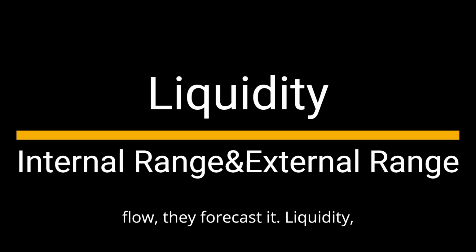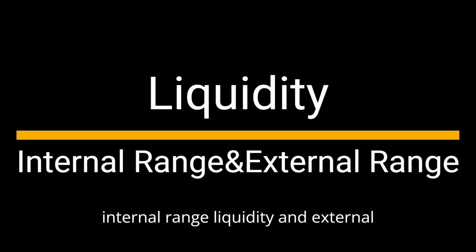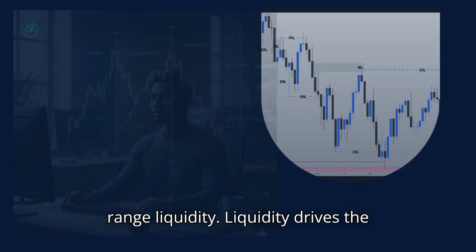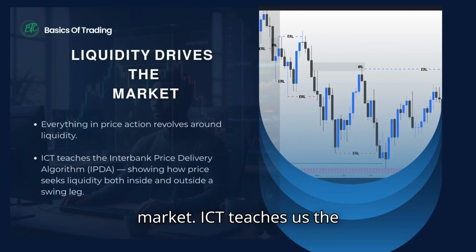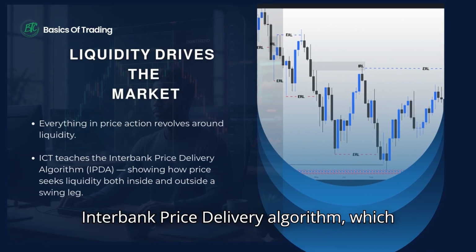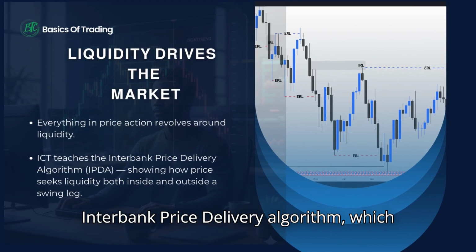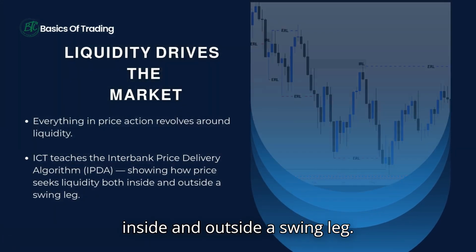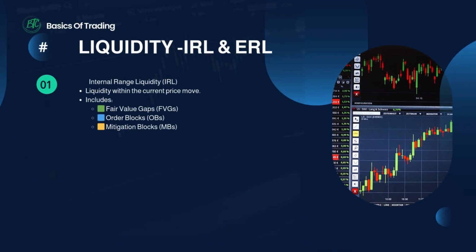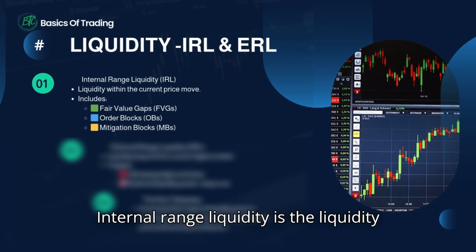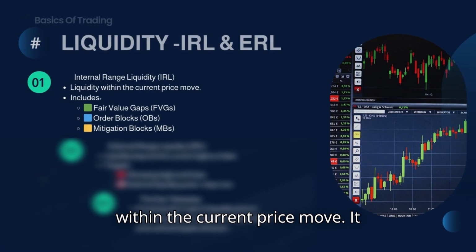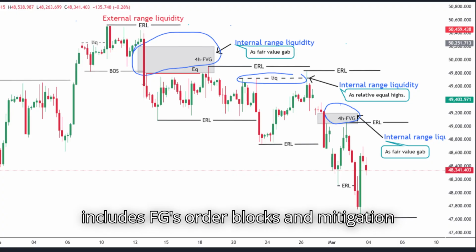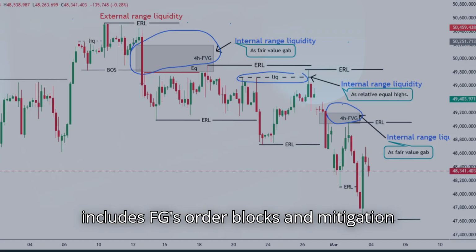Liquidity, internal range liquidity and external range liquidity. Liquidity drives the market. ICT teaches us the interbank price delivery algorithm, which shows how price seeks liquidity both inside and outside a swing leg. Internal range liquidity is the liquidity within the current price move. It includes FVGs, order blocks, and mitigation blocks.